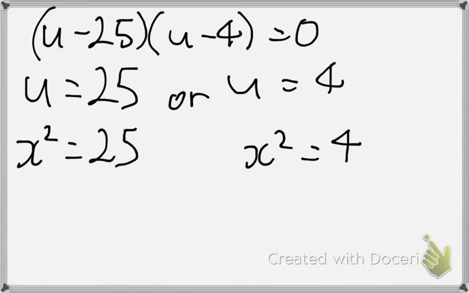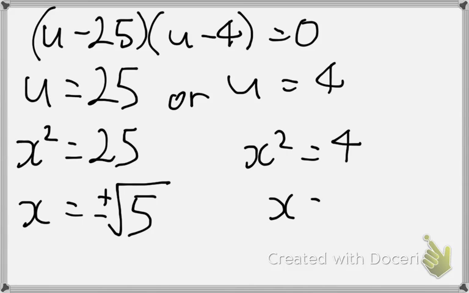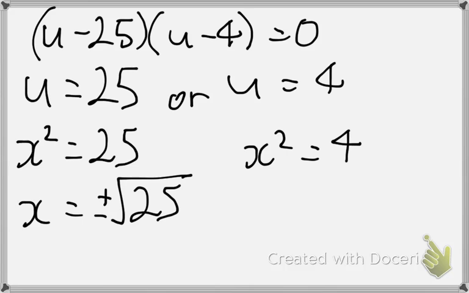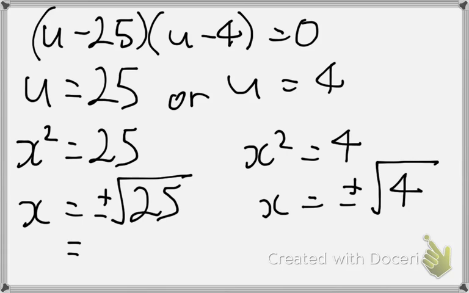If I take the square root of both sides, I find that x is equal to plus or minus the square root of 25, or x is equal to plus or minus the square root of 4, and the square root of 25 is 5, so x is equal to plus or minus 5, or plus or minus 2. So you get your 4 answers for your quadratic.